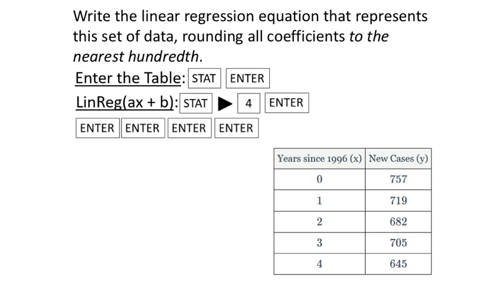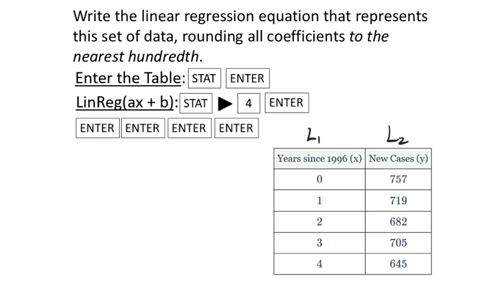So write the linear regression equation that represents this set of data. So they've given us a table again, round all coefficients to the nearest hundredth. So I'm going to enter the table in, and we're going to put this one. I know we just did a problem, but I'm going to make this my list 1, which will be my x values, and then the new cases will be my second list right here. So to enter this into the calculator, all we got to do is push stat enter.